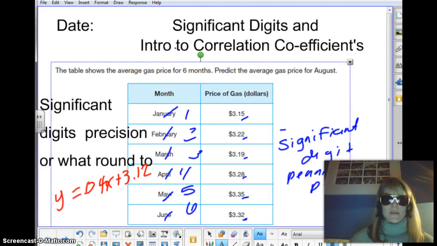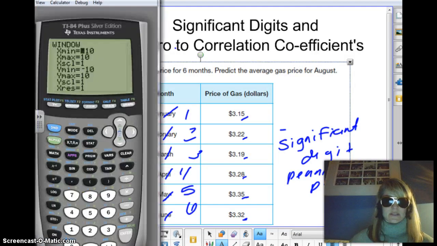So I know my x-axis goes 1 through 6, right? So my minimum can be 0 on the x, and my maximum I usually put just a little bit over so it doesn't interrupt. Then we can go a scale of 1. Now this is my y-axis, okay?